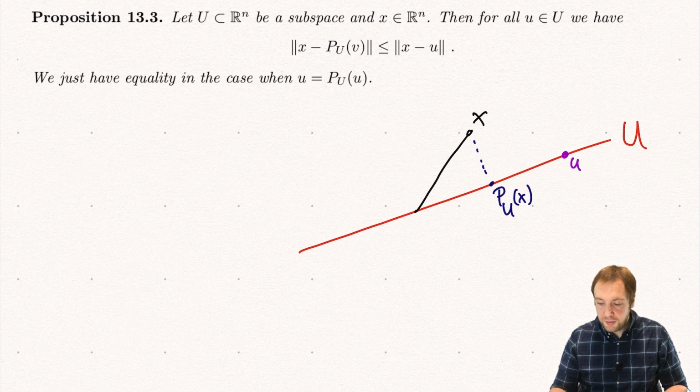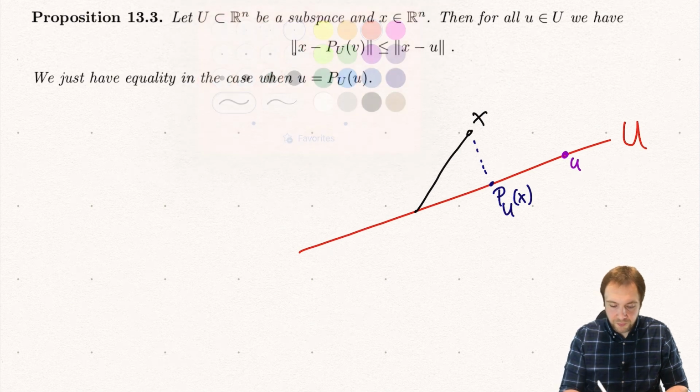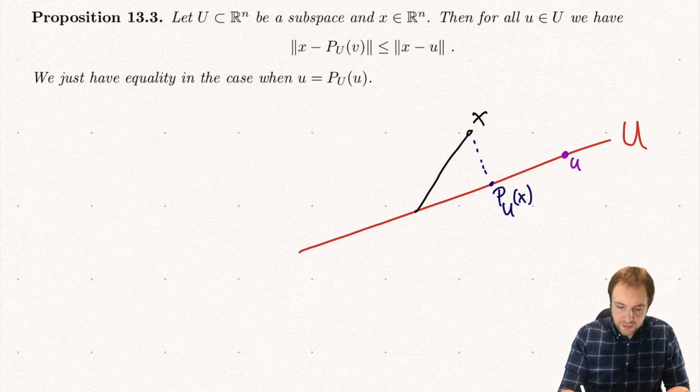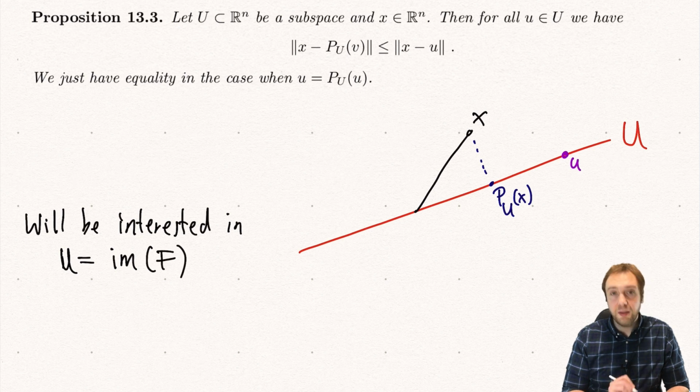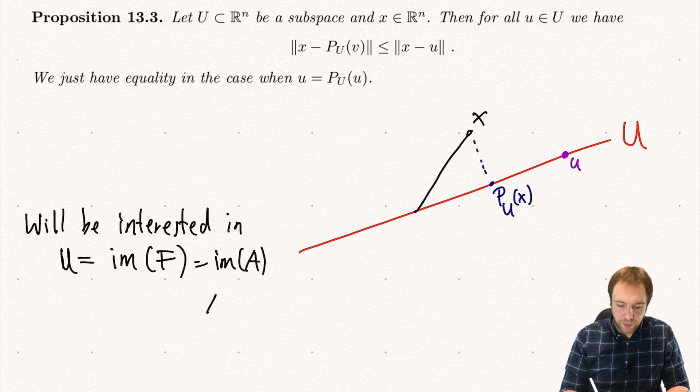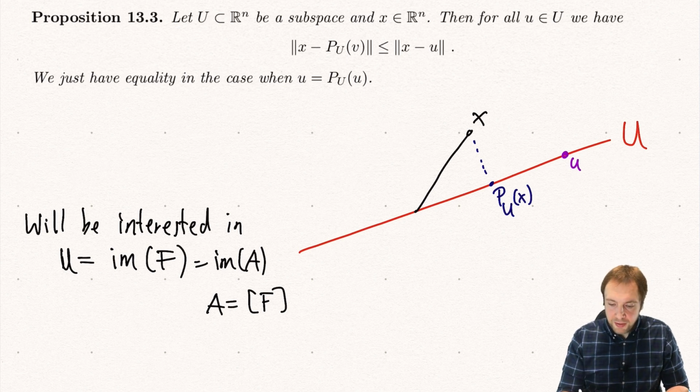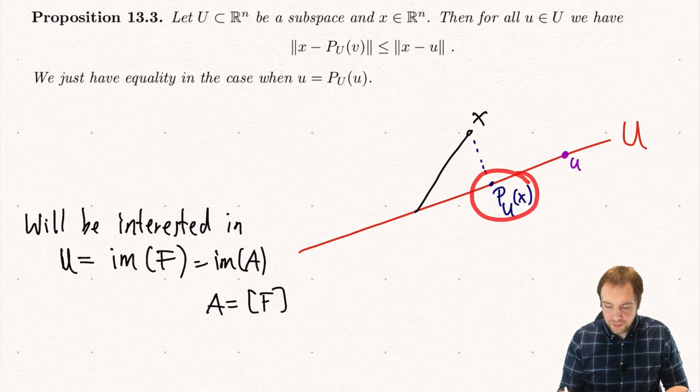But to see this, we first need to understand. So recall, we will be interested in U being the image of some linear map, or being the image of some matrix A, where A is now the matrix of the linear map F. And therefore what we want to understand to get to this point here is the orthogonal complement.